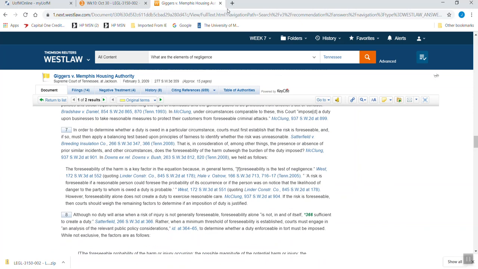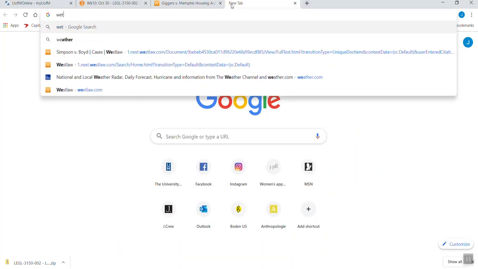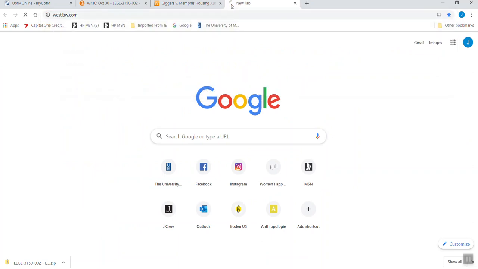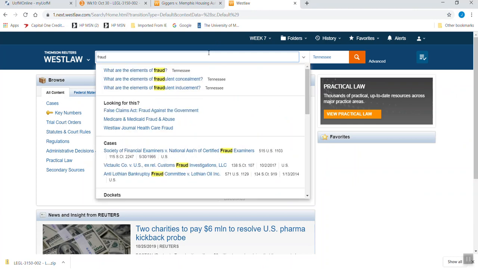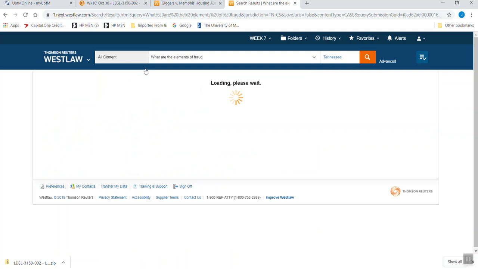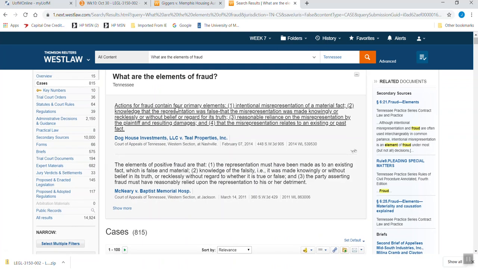Then secondly, I have chosen to look at fraud in Tennessee. So I'm doing the same thing. What are the elements of fraud in Tennessee? I'm making sure that I'm in the Tennessee database. And then the actions for fraud.